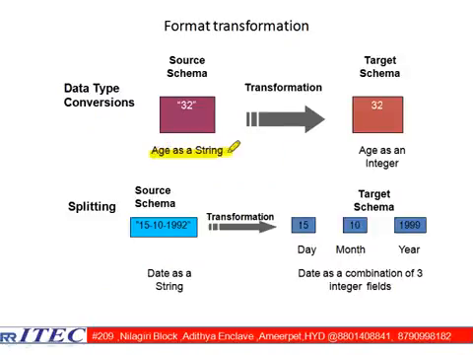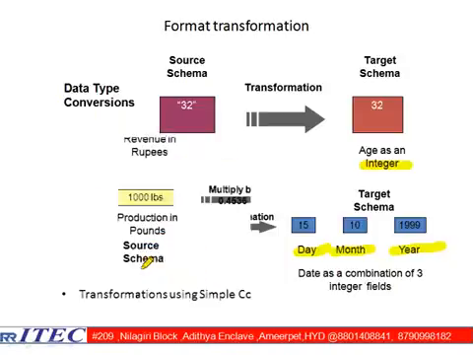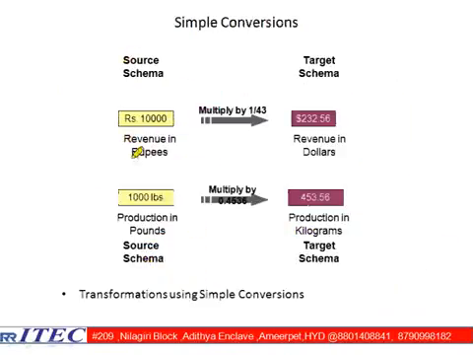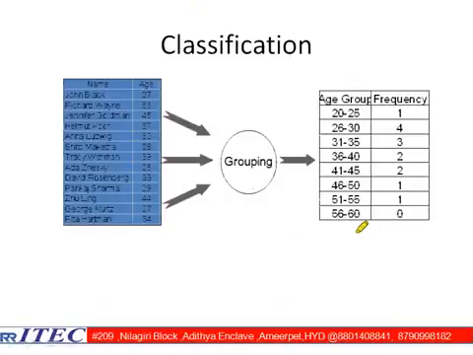And see this one. I have the age available in string format and I am converting it into integer. This is also data type conversion, and it is also one transformation. A date is available as a string and I am dividing it into 3 parts. This is called splitting transformation. Here the data is available in rupees and I am converting into dollars. This is also one transformation. Here weight is available in pounds and I am converting into kilograms. That is also one transformation.